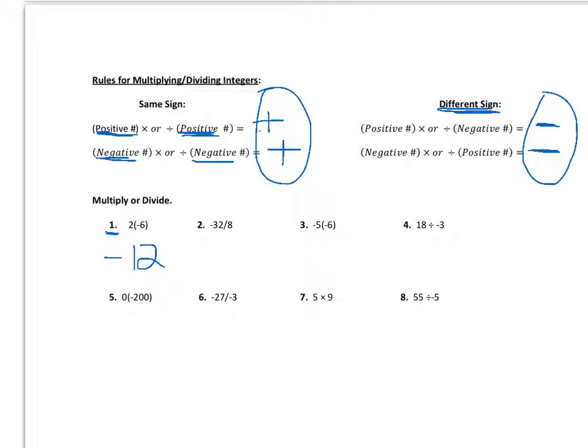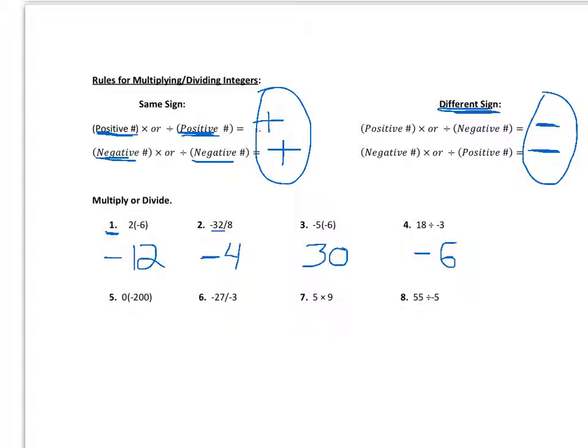Number 2, they're both different signs, so I'm going to end up with a negative. 32 divided by 8 is negative 4. So this is all mental math. You should get this right away. You could even pause the video, get the answers, and then fast forward it and see if it's right. 3, you're multiplying two negatives, so they're going to cancel out. 5 times 6 is 30, so that's it. 4, they're different signs, so I'm going to get a negative. 18 divided by 3 is going to give us 6, so we end up with negative 6.